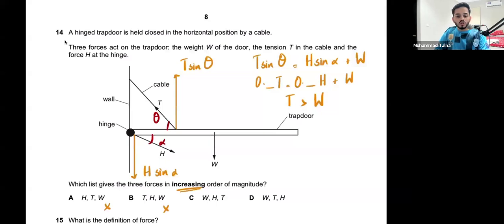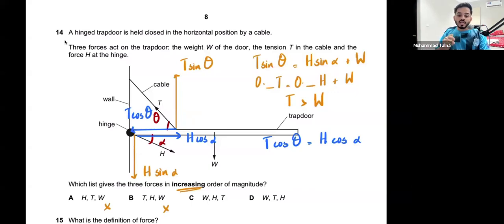In this case, what we can also do is we can see here that there would also be a horizontal equilibrium of forces. So there would be a force like this, there would be a force like this. This one would be H cos alpha, and this one would be T cos theta. Because this is an equilibrium, both of these forces would also be equal. So I would say T cos theta equals H cos alpha, right? Now that's decided. Now, how do we decide between what's greater, T or H?